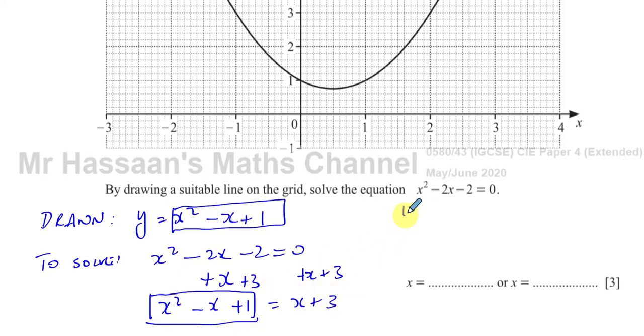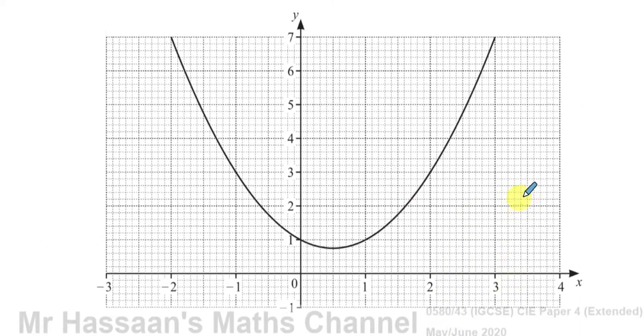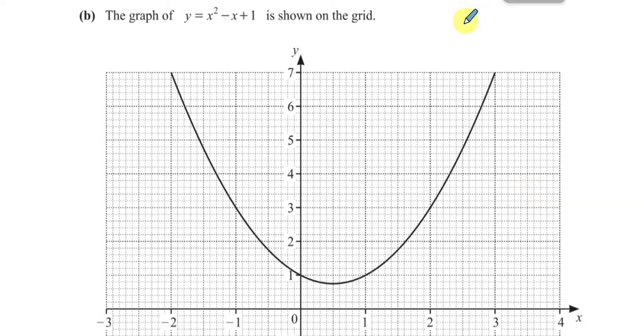So I have to draw the line y equals x plus 3. When I draw that line on this grid, I find the places where that line and this curve intersect. I will then be able to solve this equation. Now the line y equals x plus 3, if I want to draw this, I know that the gradient is equal to 1 and the y-intercept is equal to 3.